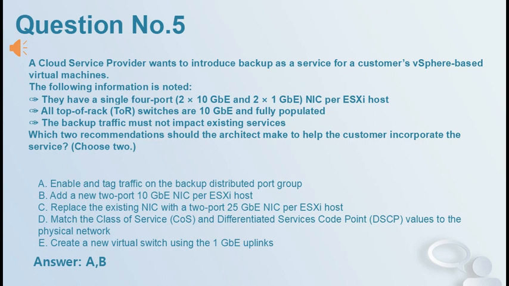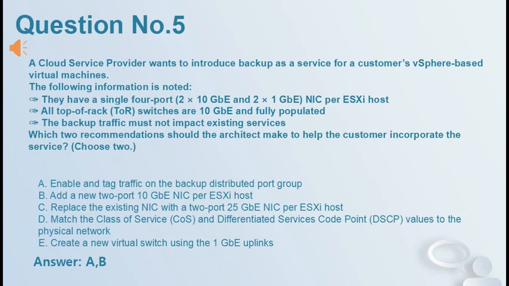A cloud service provider wants to introduce backup as a service for a customer's vSphere-based virtual machines. The following information is noted. They have a single 4-port, 2x10 GbE and 2x1 GbE, NIC per ESXi host. All top-of-rack, TOR, switches are 10 GbE and fully populated. The backup traffic must not impact existing services. Which 2 recommendations should the architect make to help the customer incorporate the service?